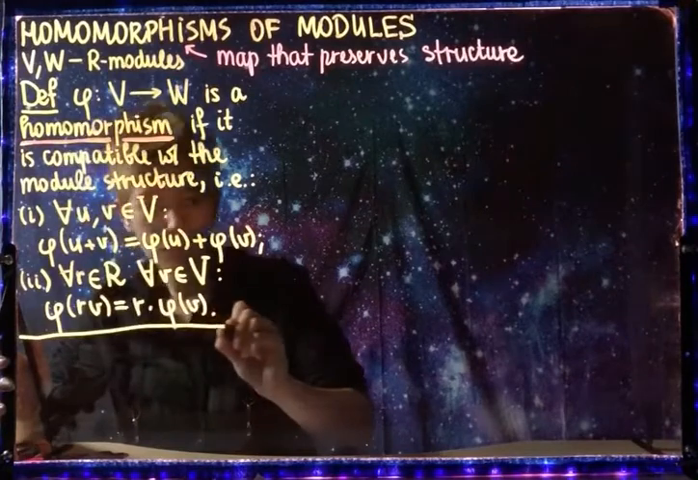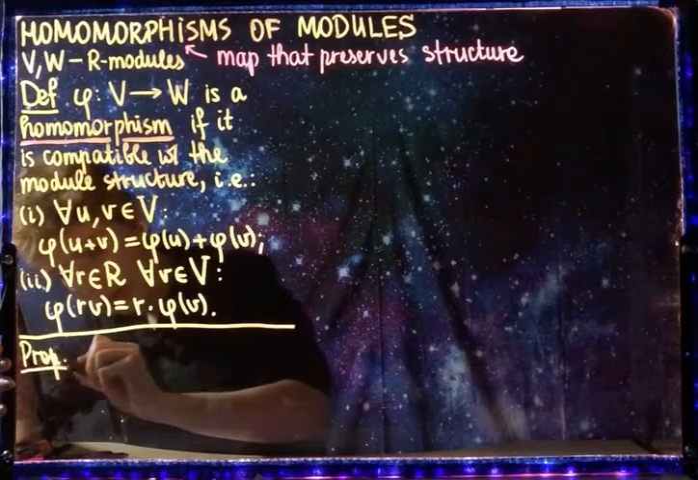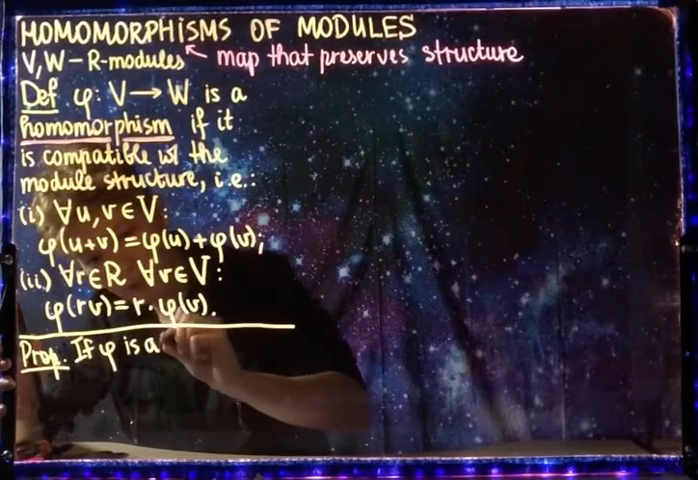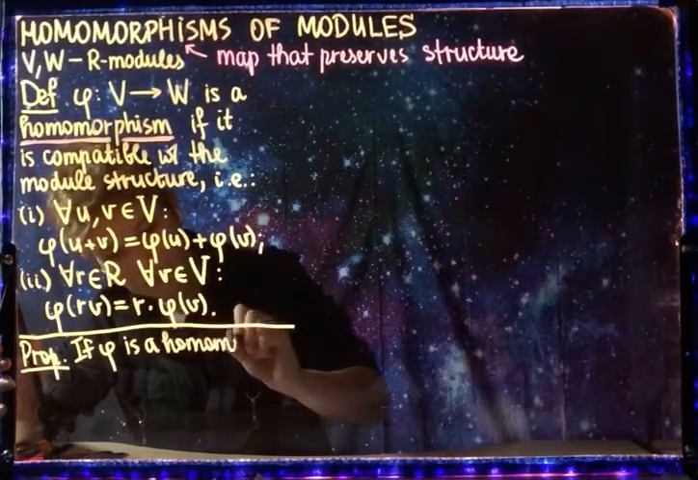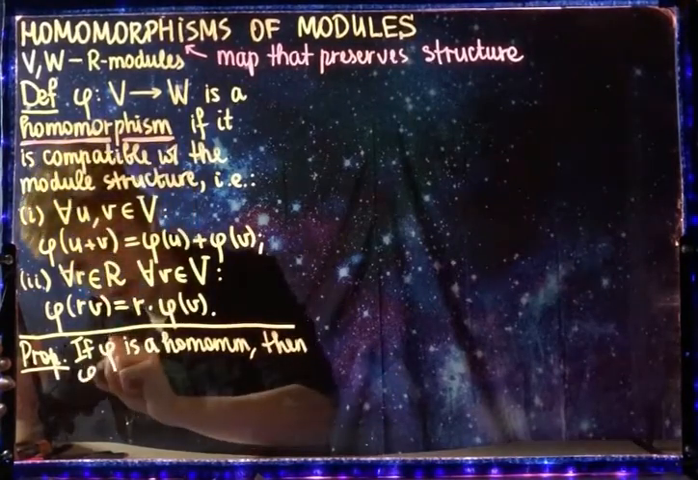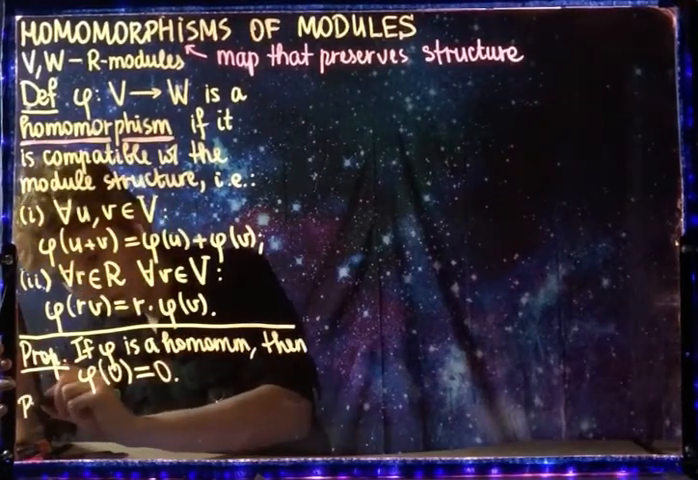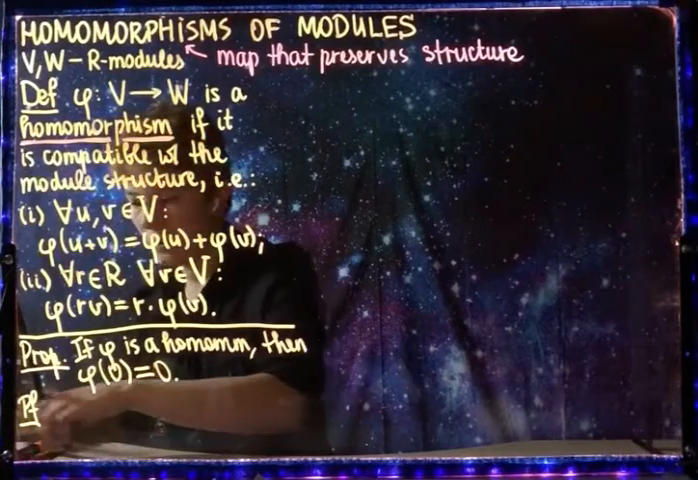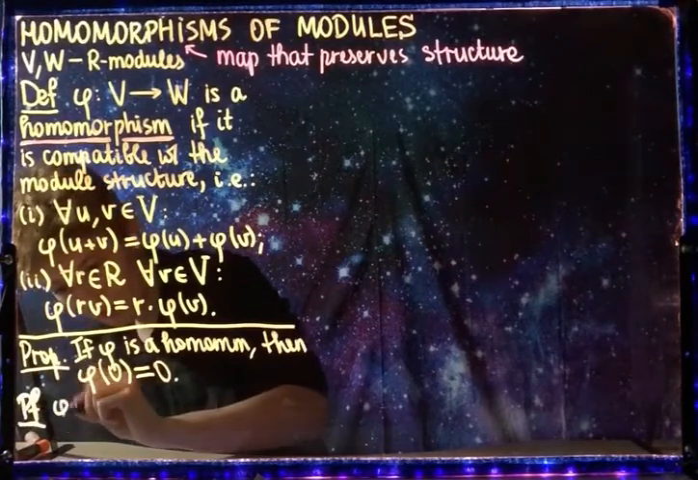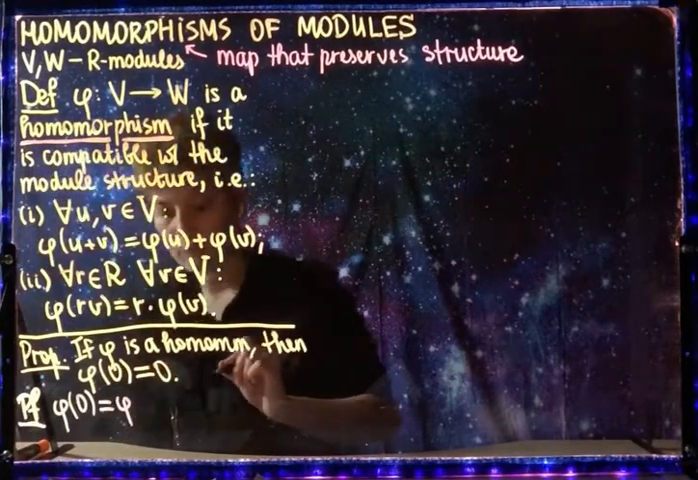And before I continue, there is an observation that if phi is a homomorphism of modules, then phi of 0 goes to 0. For the proof, I employ a similar trick that you could remember from algebra 1.